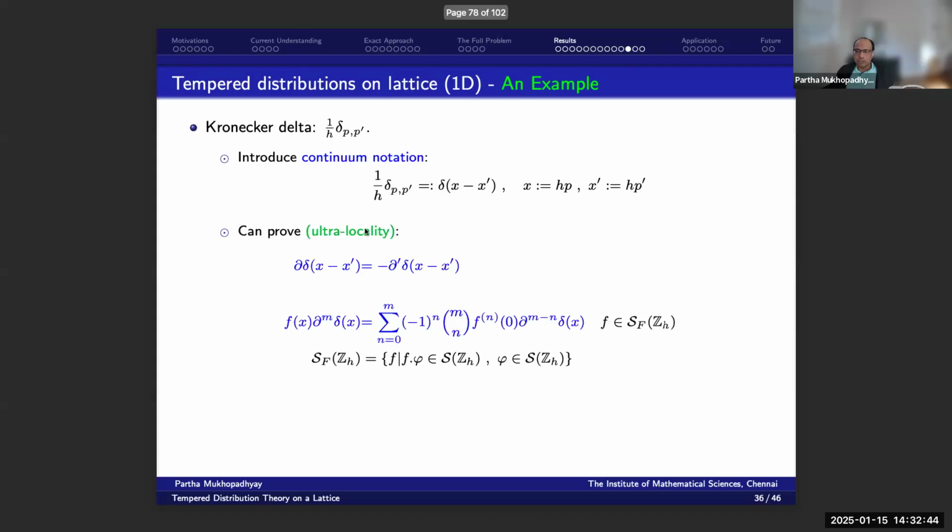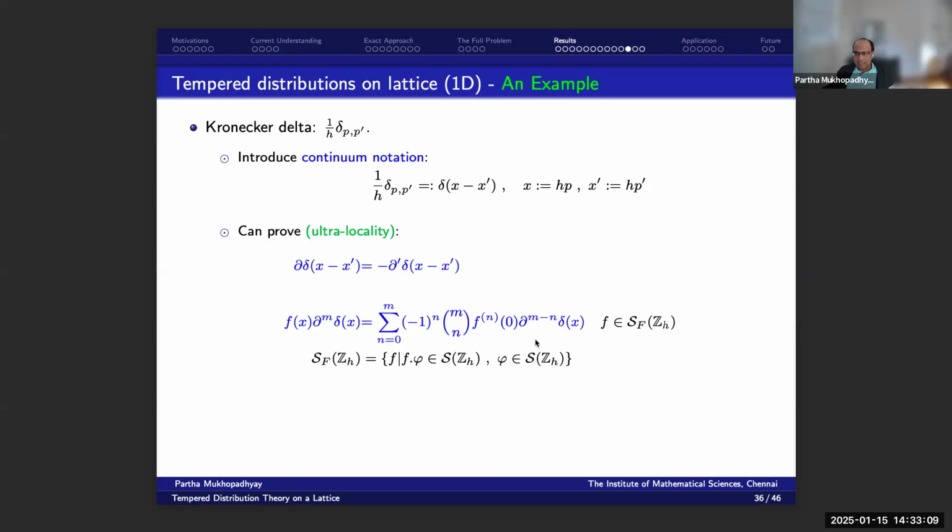It turns out to be a good notation because of this relation. One can prove this is a discrete derivative. This is not a continuum Dirac delta function. This is the Kronecker delta function. And this derivative is the discrete exact derivative that I mentioned. One can prove this relation, and it justifies the notation for the argument x minus x prime.